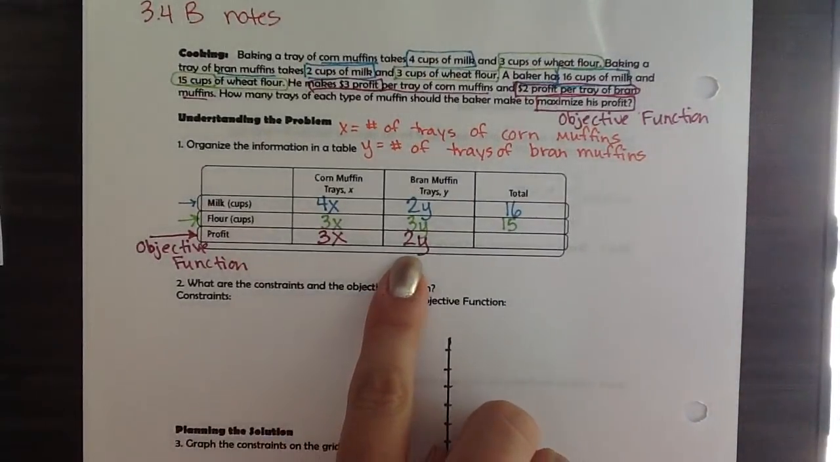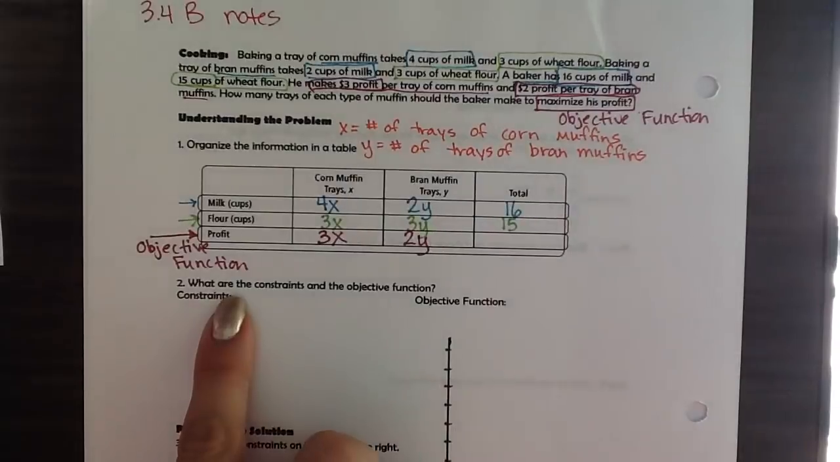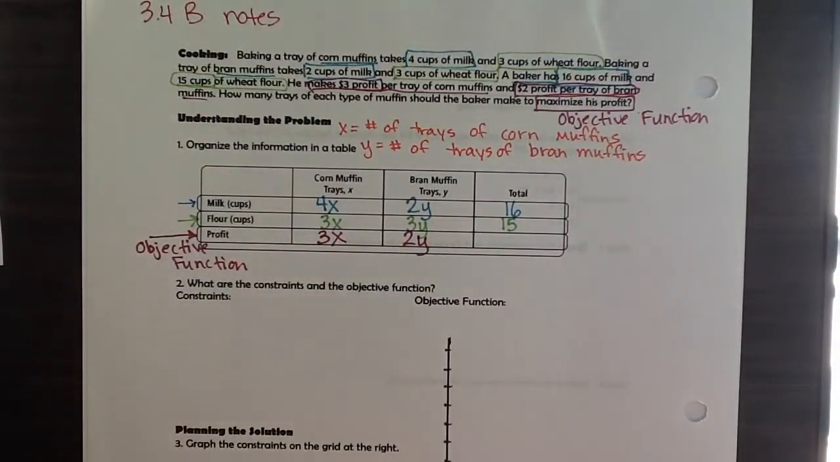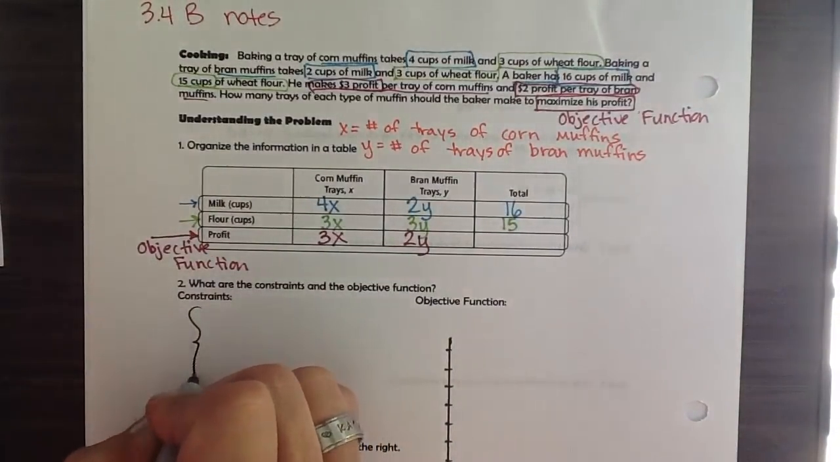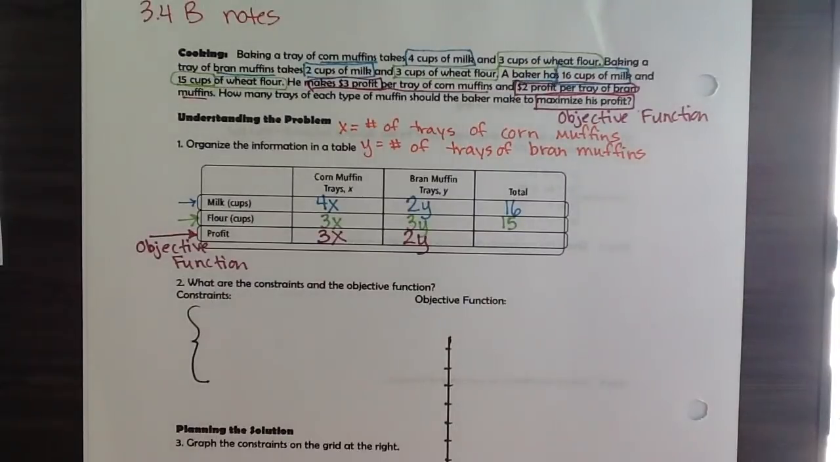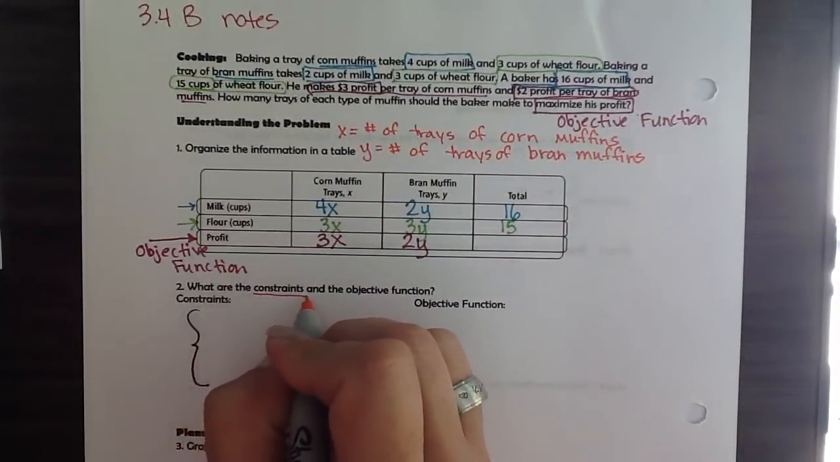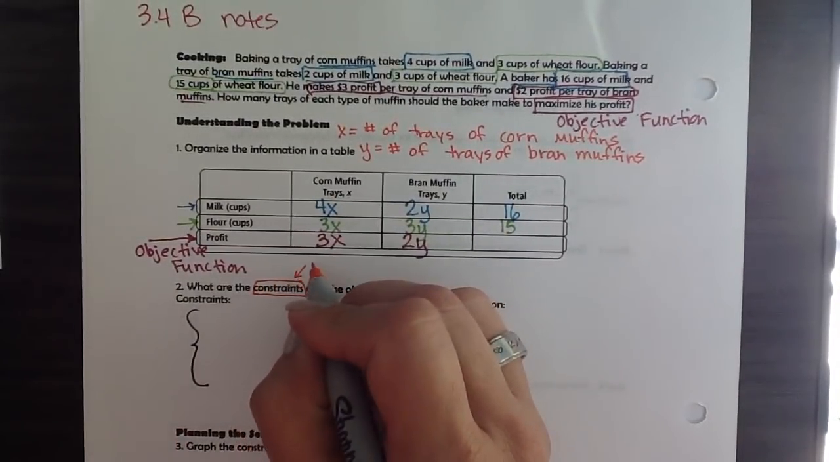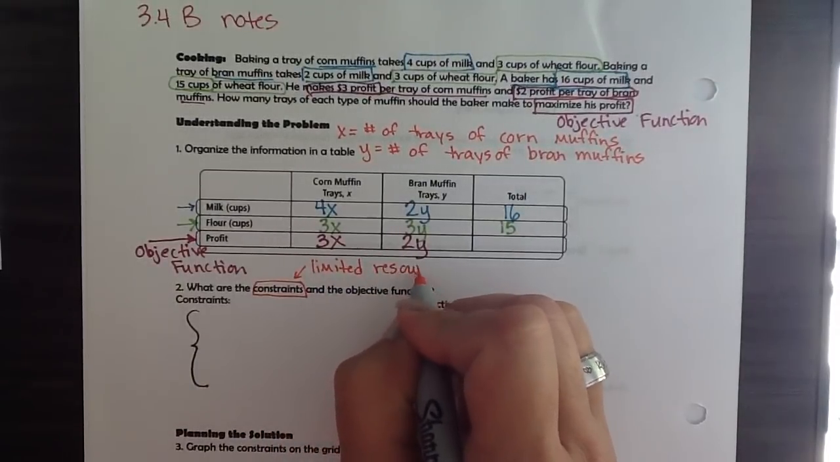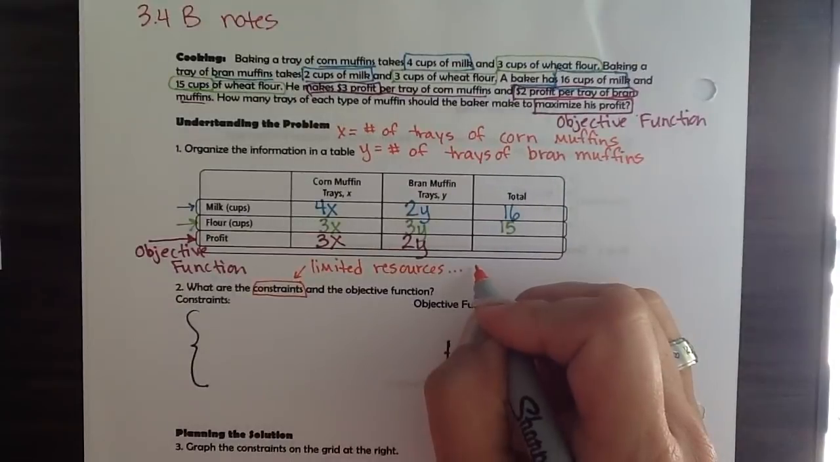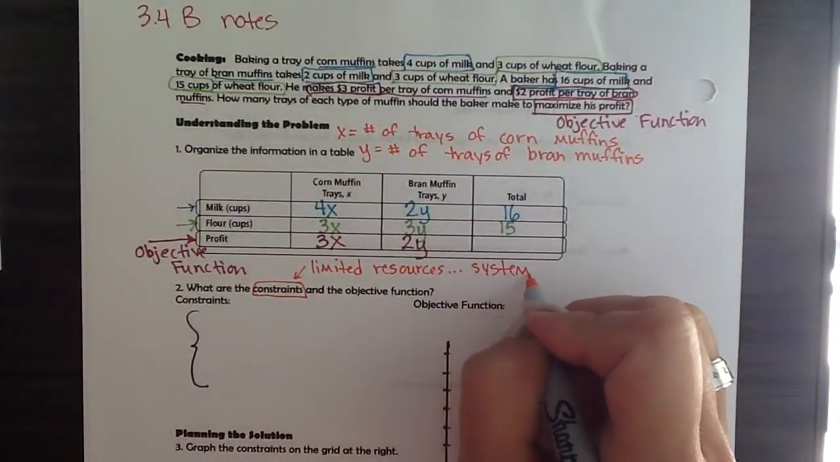And we're going to turn this table into our system of constraints. So I'm going to make myself that little squiggly thing. And the constraints are about the limitations. Constraints are the limited resources. It creates a system of inequalities.